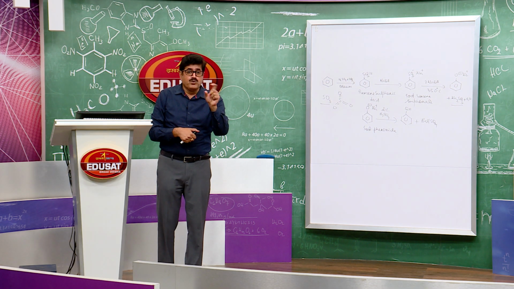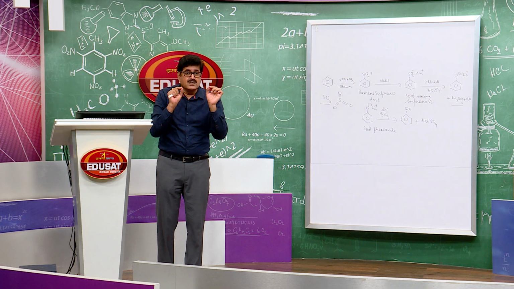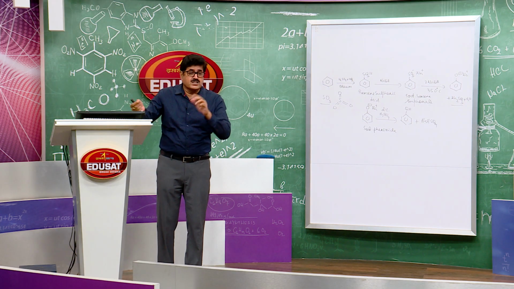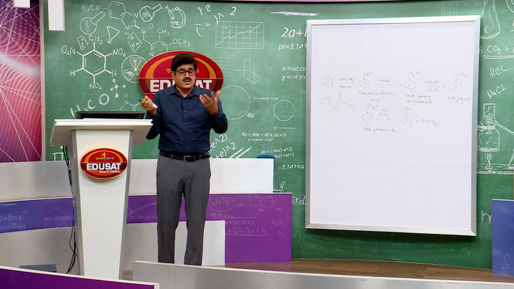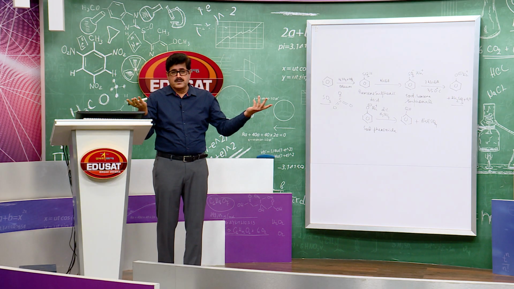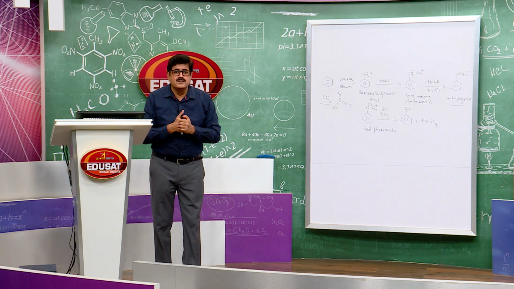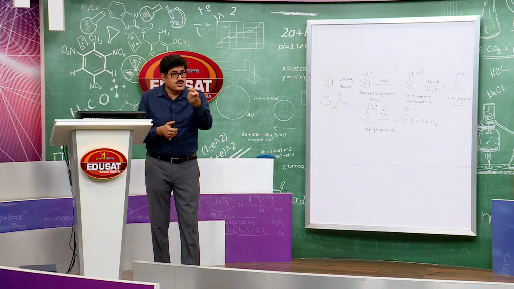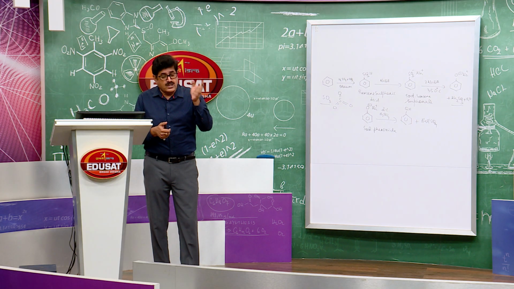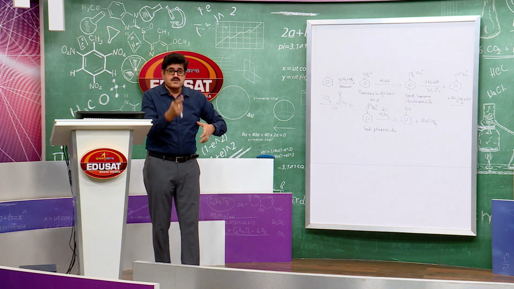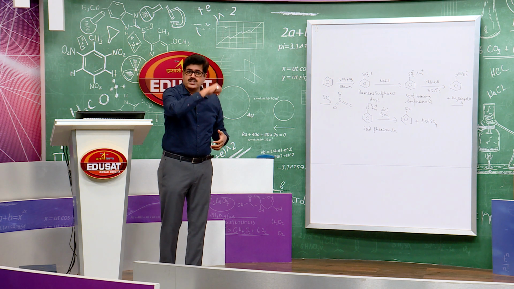Then B with fused NaOH gives sodium phenoxide. Obviously, what is B then? B is sodium benzene sulfonate. Then what is A? A, when heated with oleum, gives B, so obviously A is benzene.